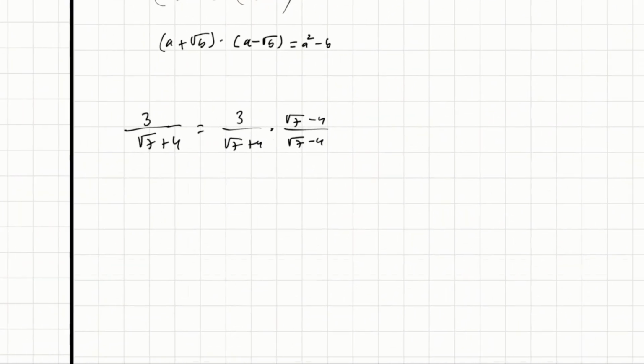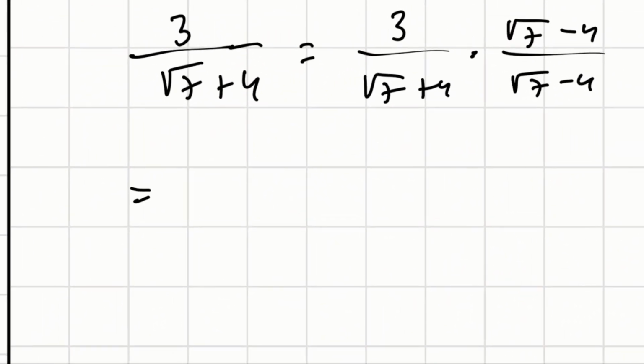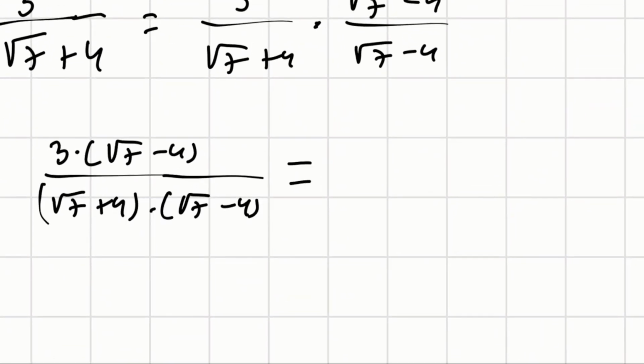Now, let's try to multiply this with each other. So we know here this will give us 3 times the square root of 7 minus 4 divided by 7 plus 4 times the square root of 7 minus 4. So now try to simplify this. We know this here is nothing else than 3 times the square root of 7 minus 4 divided by 7 minus 16.